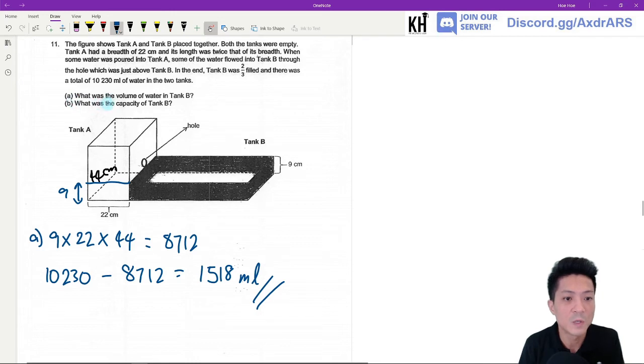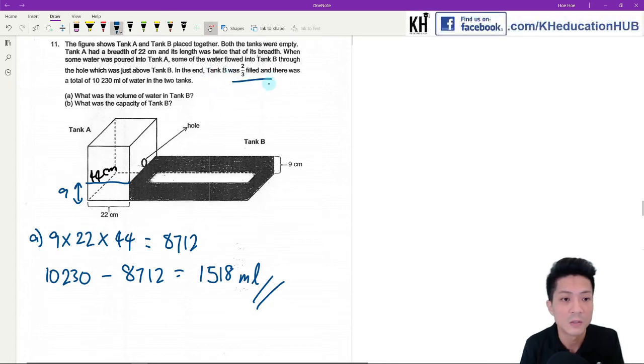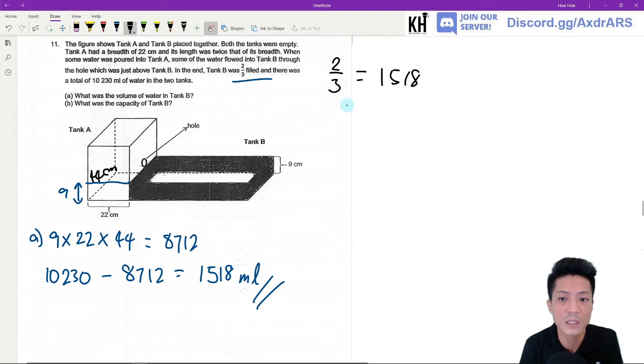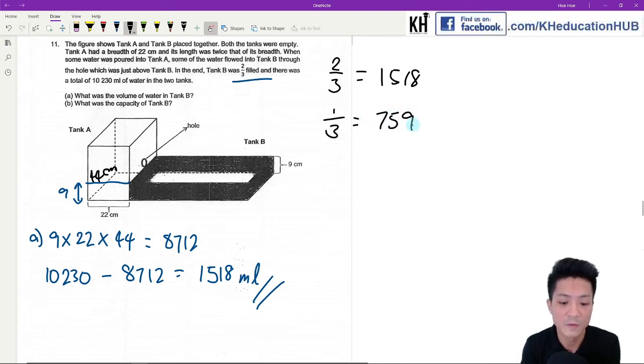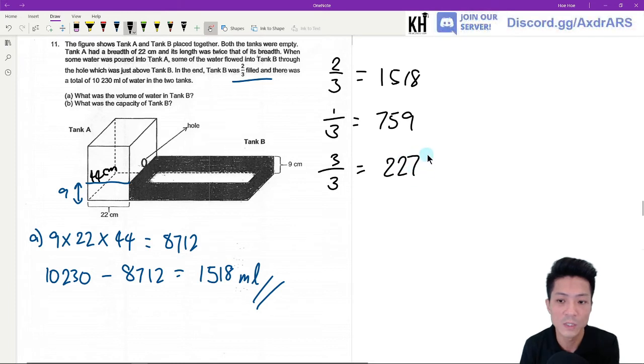For part B, what was the capacity of tank B? Since over here it says that tank B was two-thirds filled with water, right? So two-thirds is going to be 1518. You just need to find what is 1/3 using 1518 divided by 2. That's 759, and then times 3. Okay, 3 over 3 is equal to 2277 ml. Okay, this will be the answer for part B.